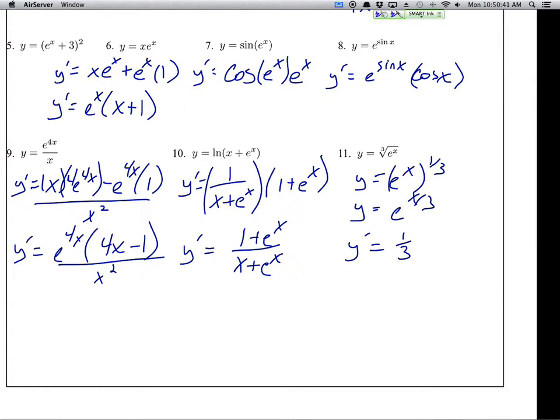Very good. Jasmine says it'll be 1/3 e to the x over 3, because the derivative of x over 3 is just 1/3. So I get 1/3 e to the x over 3.